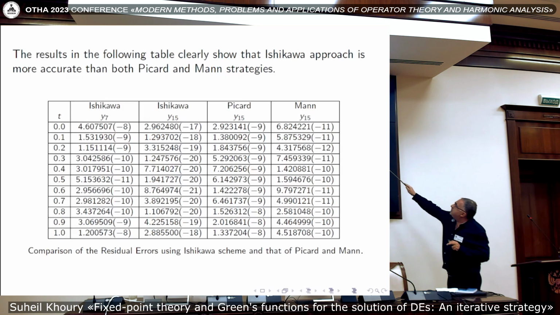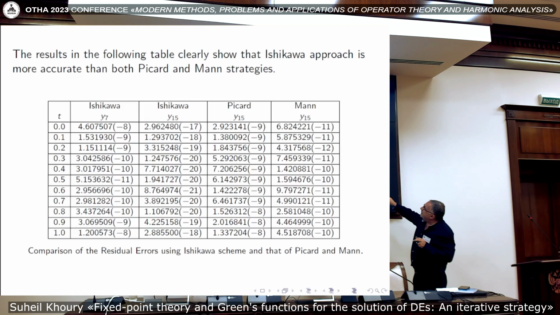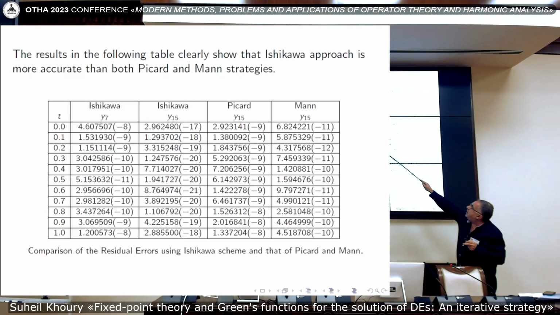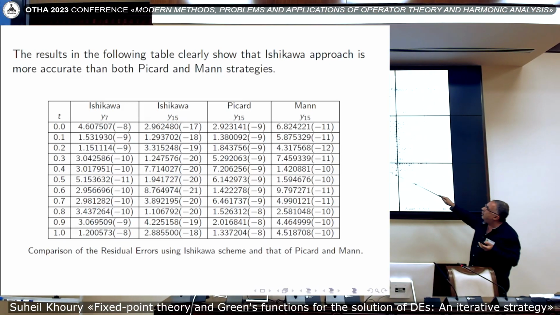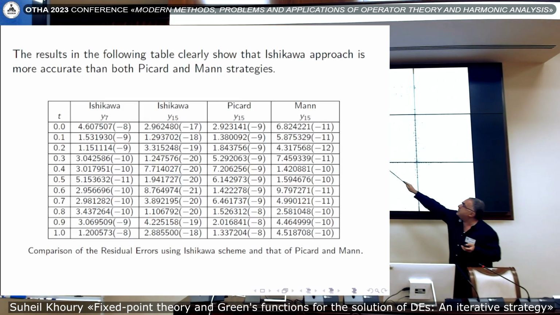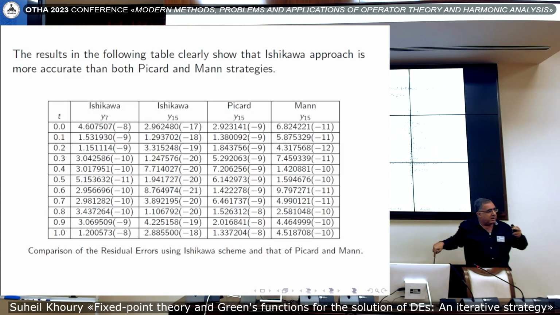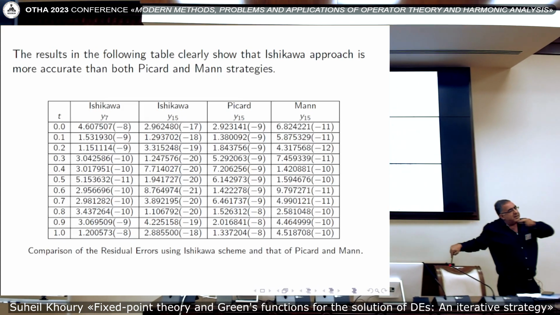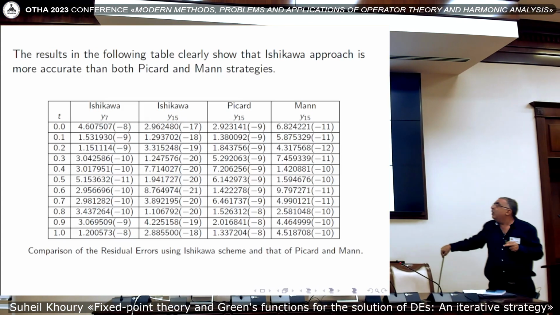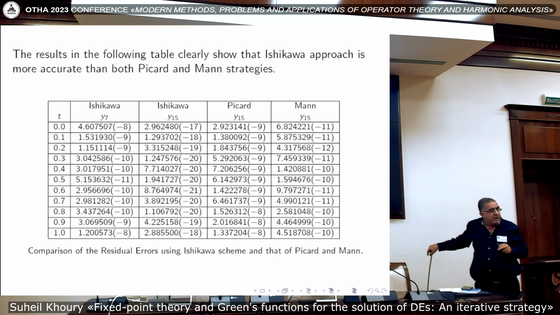So 15 terms, look, the error is minus 10. Picard, minus 9, almost the same. But Ishikawa, for 15 terms, it's almost like the exact solution. This is for 7 terms. So 7 terms of Ishikawa is as good as 15 terms in Mann or Picard. By the way, sometimes none of them work, not even Ishikawa.